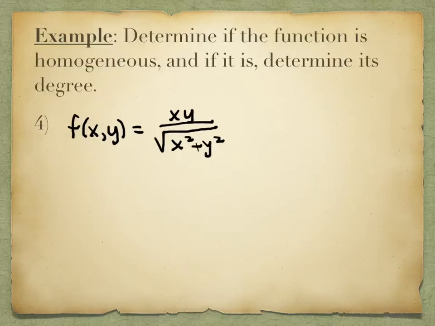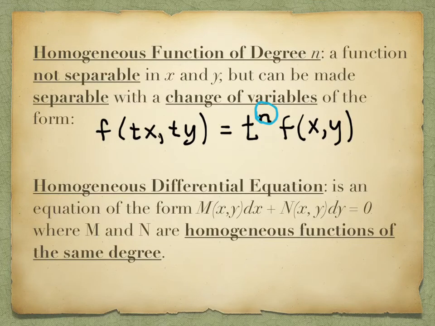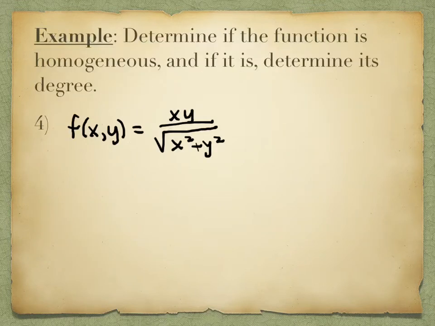All right, so we have a function, f of xy equals xy over the square root of x squared plus y squared. And to decide if this is a homogeneous function, what we want to do is the left-hand side of what you see back on this slide before. We want to substitute in tx and ty for x and y. Okay? All right.